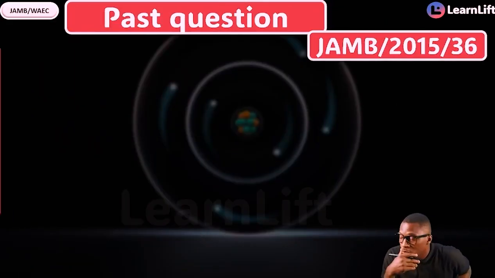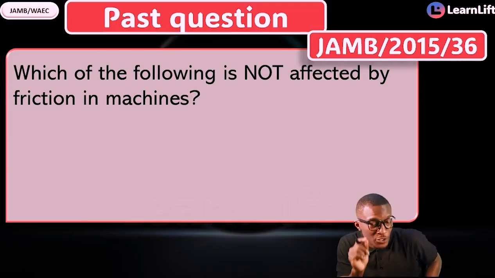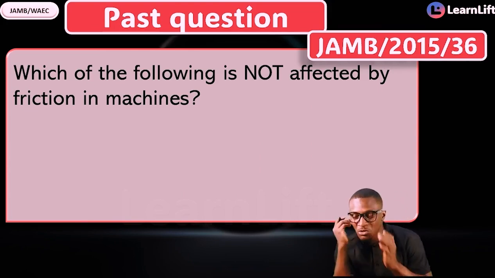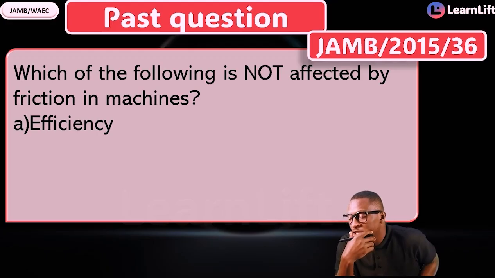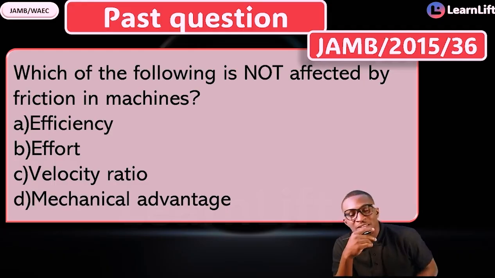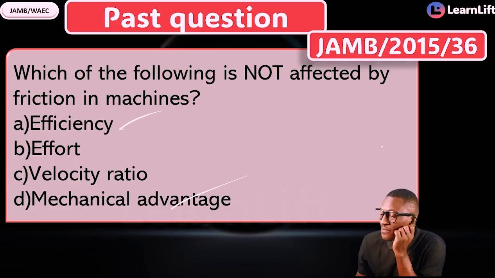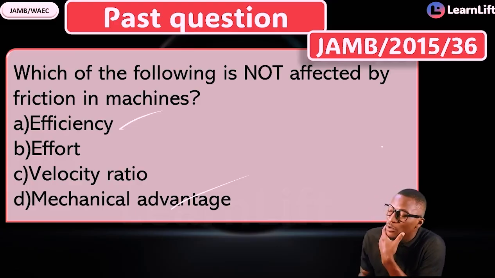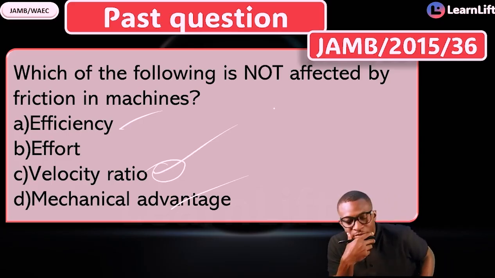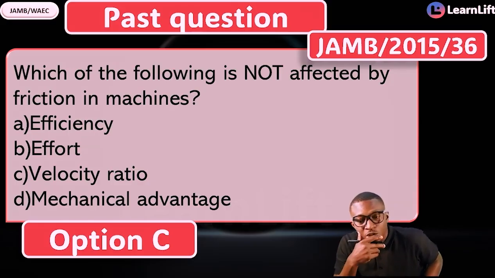JAMB 2005 question 36. The question says, which of the following is not affected by friction in a machine? What does friction not affect? You don't even need options. You should know the answer. Let's see, option A says efficiency, B says effort, C says velocity ratio, and D says mechanical advantage. We said that friction can affect efficiency, it can affect mechanical advantage, it can affect work output, but it has no business with velocity ratio. Are you seeing that? Making option C become the answer. Friction does not affect velocity ratio.